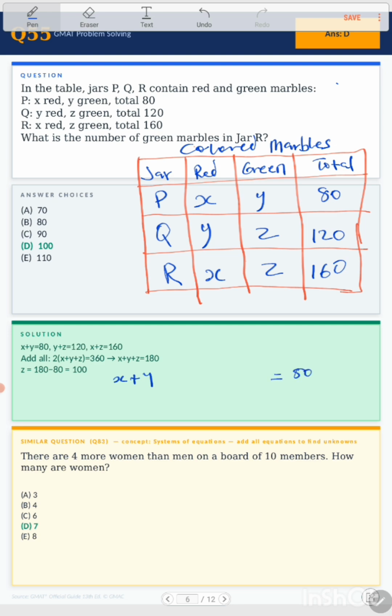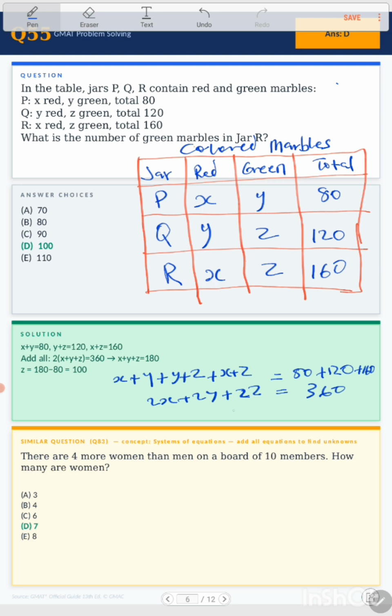80, plus y plus z, we put 120, plus s plus z, then we put 160. When we add all this together, we are going to get 2s plus 2y plus 2z. 80 plus 120 plus 160 is 360.